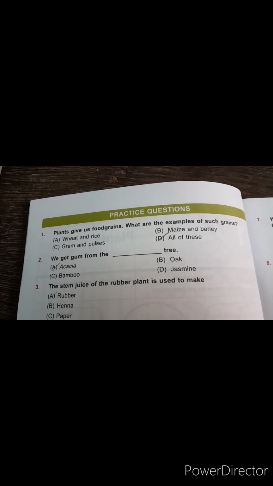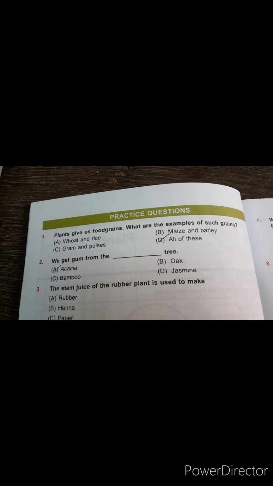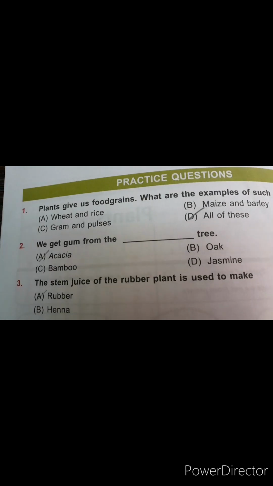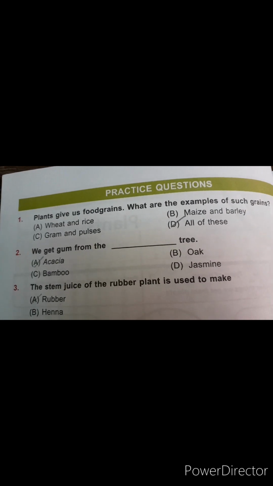Now why is the answer option D? Food grains are dry seeds which are grown by human beings for their food. Wheat, rice, maize, barley, gram and pulses all are food grains. So the answer is all of these.